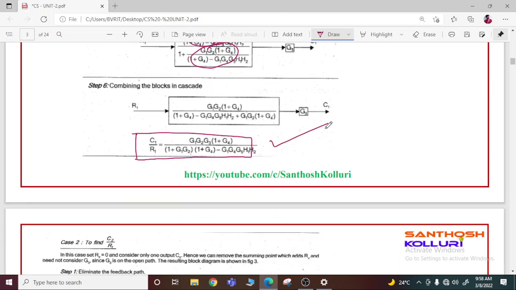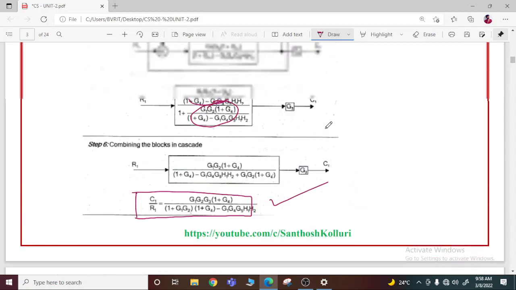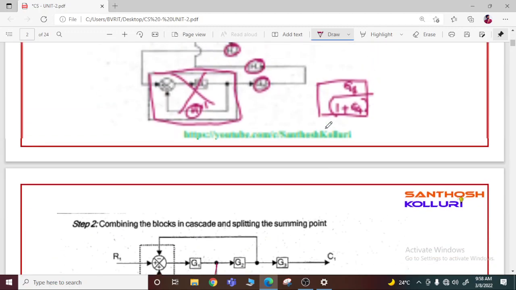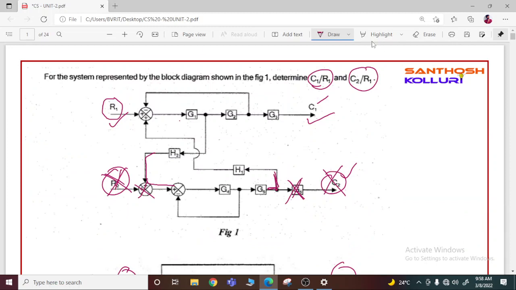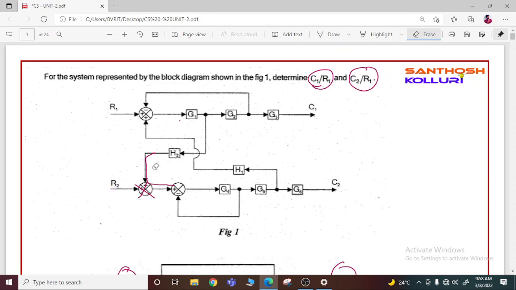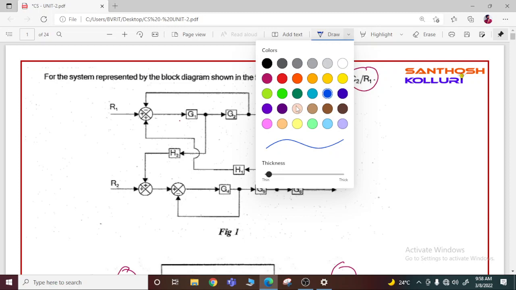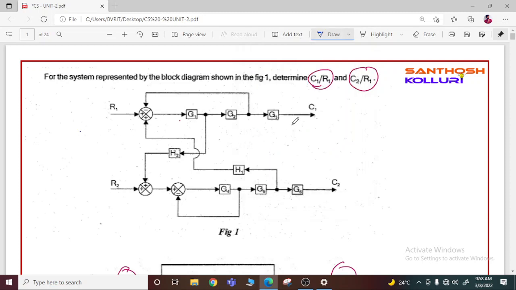So in the examination you have to draw step by step, and write each and every transfer function for each and every step. And now case 2, C2 by R1. What you have to do here for case 2? C2 by R1. C2 is the output, and R1 is the input.